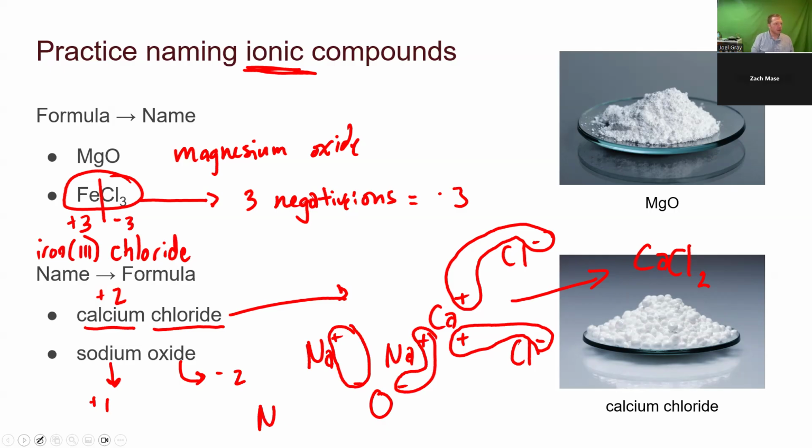Okay, so I've got two sodiums. So I need to write Na2O. Each of those sodiums has a +1 charge. Each oxygen has a -2 charge. So you got to have two sodiums to cancel out the charges on those oxygens.